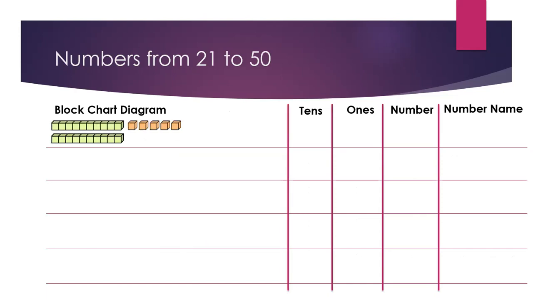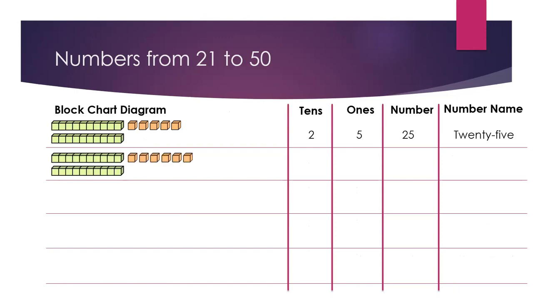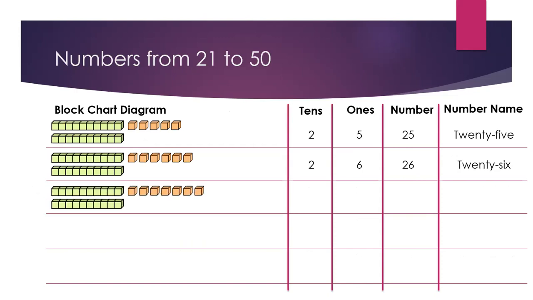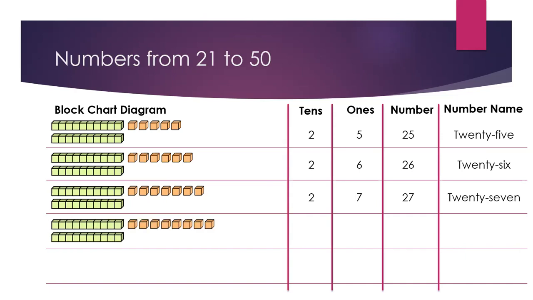And here's the next number. Two tens and five ones. So what is the number? Two tens and five ones forms the number 25. Similarly, we are having 6 ones and 2 tens. 2 tens, 6 ones forms the number 26. Similarly, 2 tens, 7 ones forms the number 27. And next, 2 tens and 8 ones forms the number 28.